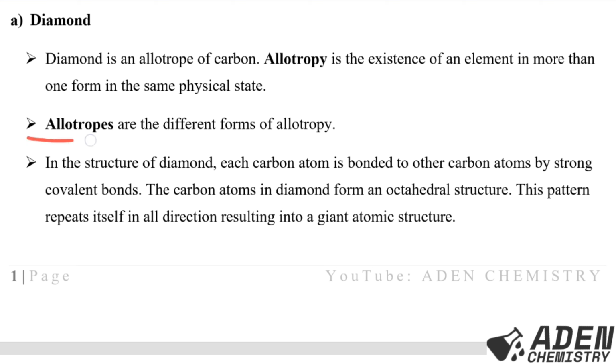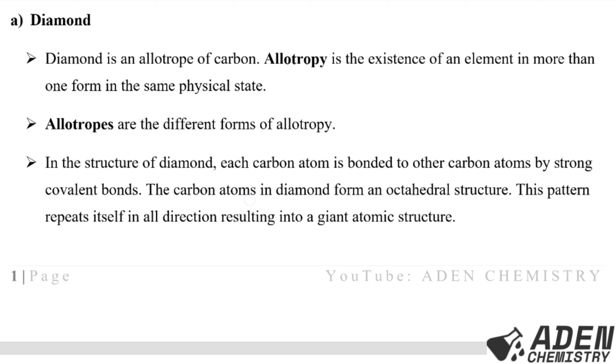What about allotropes? Allotropes are the different forms of an element in the same physical state. Next, in the structure of diamond, each carbon atom is bonded to other carbon atoms by strong covalent bonds. Remember, carbon has an electronic configuration of 2,4, so it has 4 valence electrons. So each carbon is bonded to other carbon atoms by strong covalent bonds.